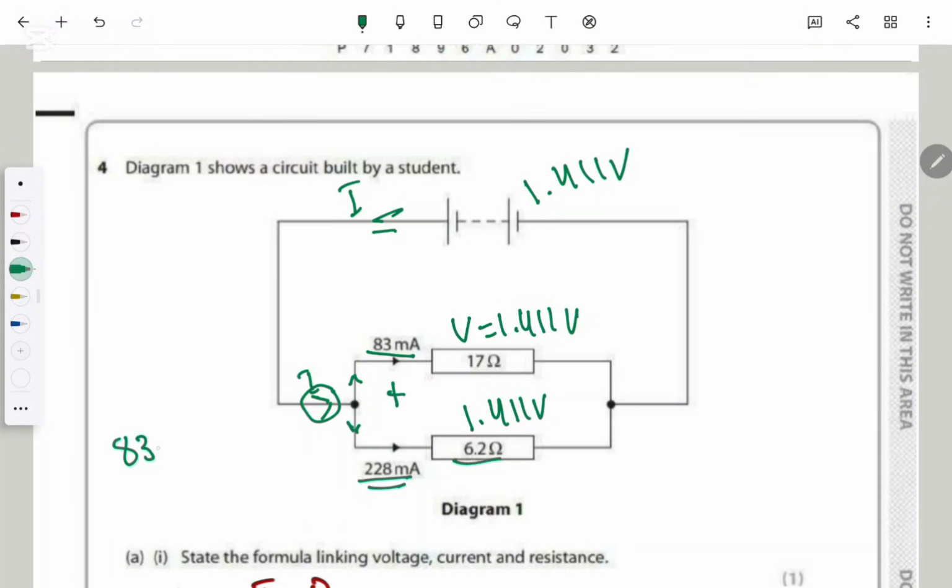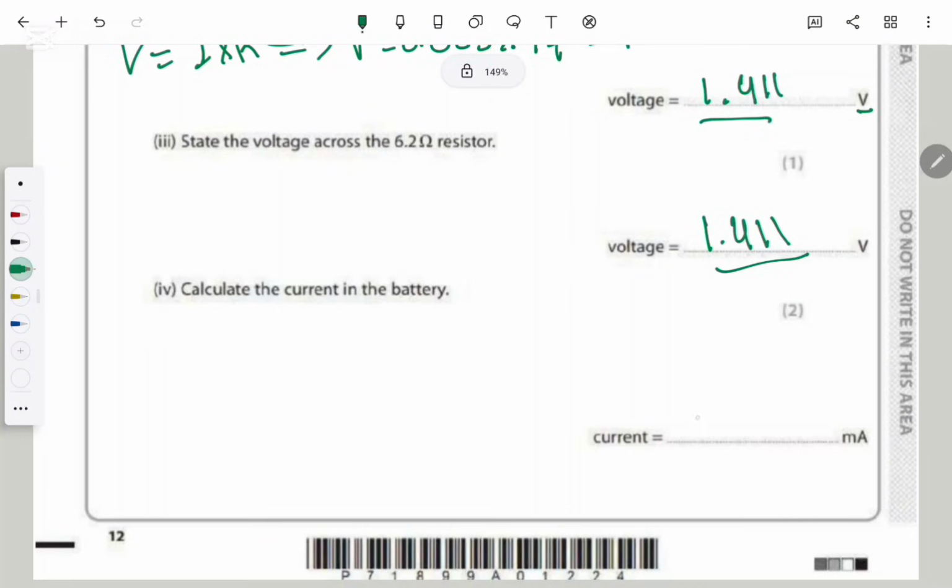So 83 milliamperes plus 228 milliamperes. Okay, so we just need to add them up together. And the answer that we're gonna get is 311 milliamperes, and that's the total current right there.